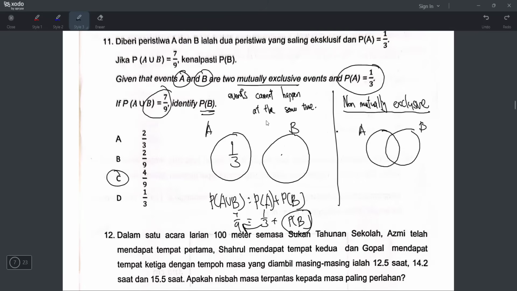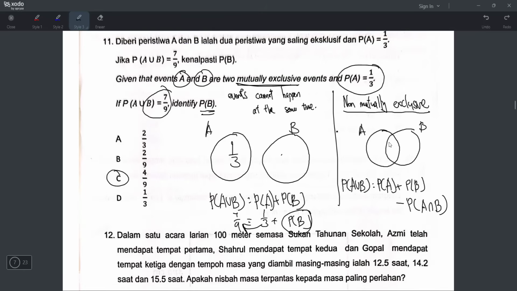You see the difference? If mutually exclusive, the A and B have no relationship because they cannot happen at the same time. But if it's non-mutually exclusive, they can happen at the same time. That is why there is an overlapping in between. And if there's overlapping, the formula for A union B will be different. It will be PA plus PB, but have to minus with probability A intersect B.